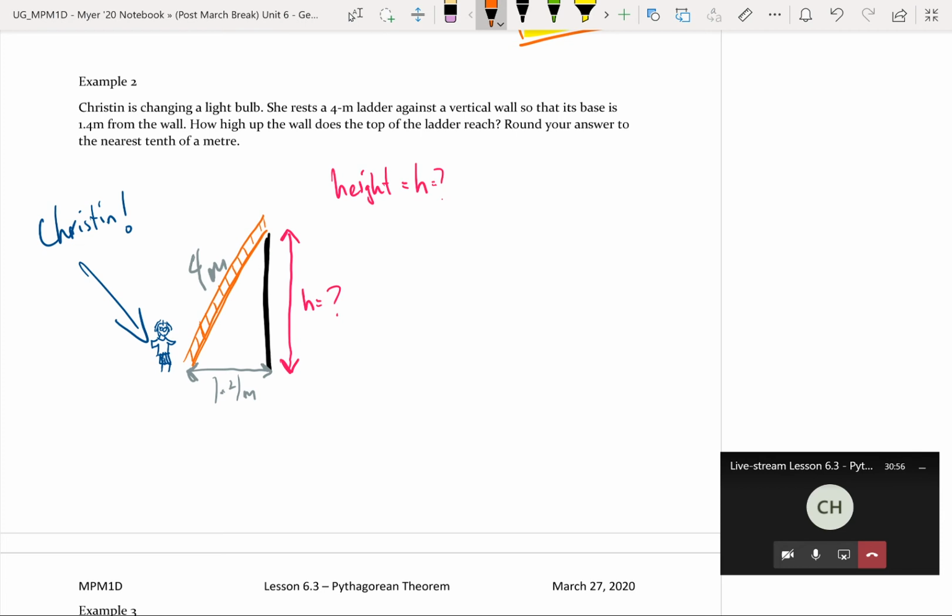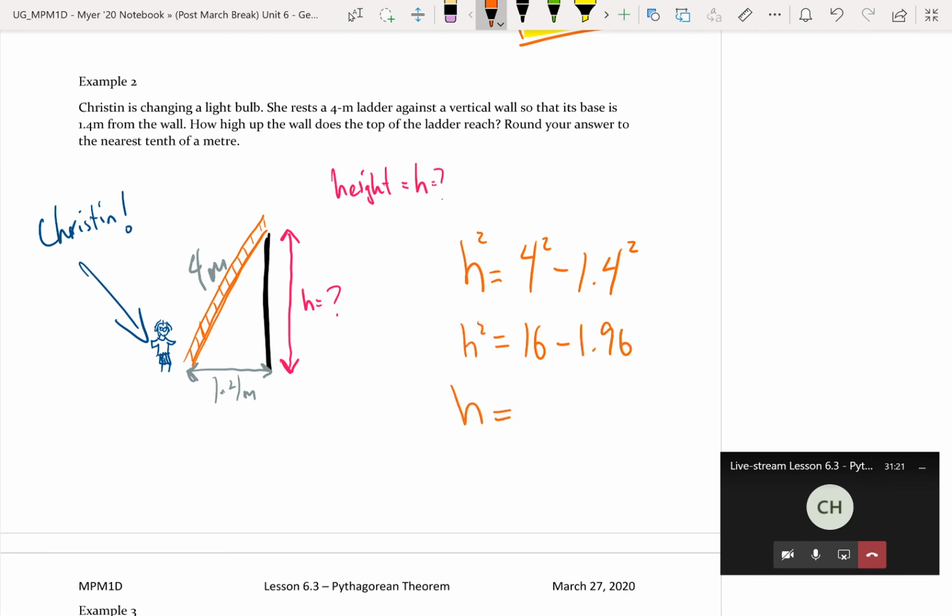So we're going to take our equation. And again, we're not solving for the longest side. So to solve for h, you take the longest side squared and subtract the shorter side like that. And it's h squared. So we have 16 subtracted by 1.4, which is 1.96. So h squared is equal to... root of 16.